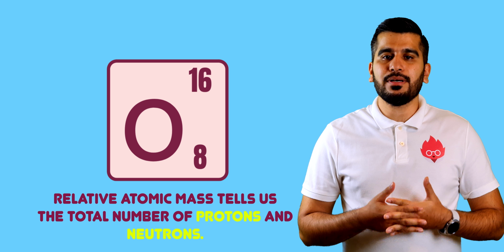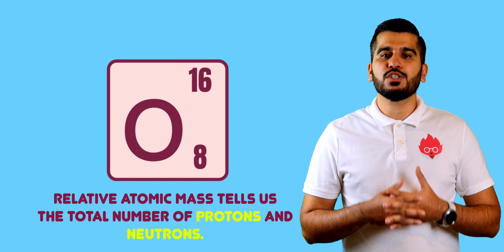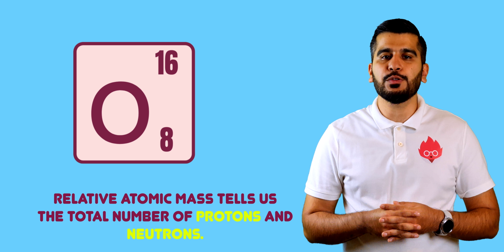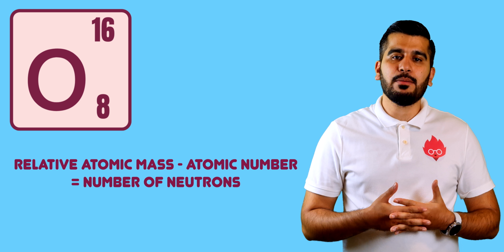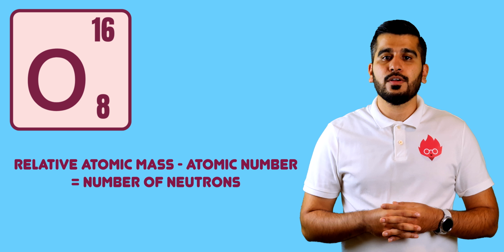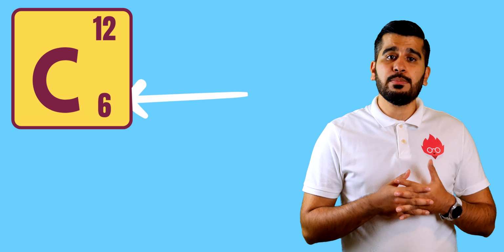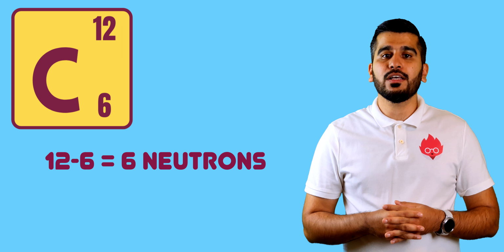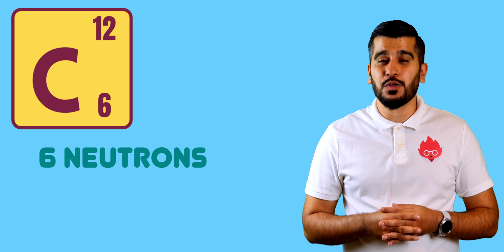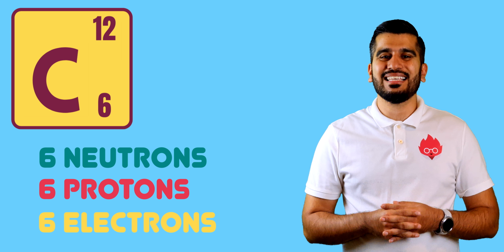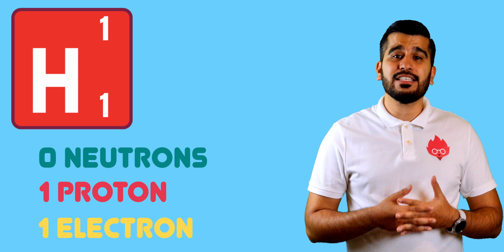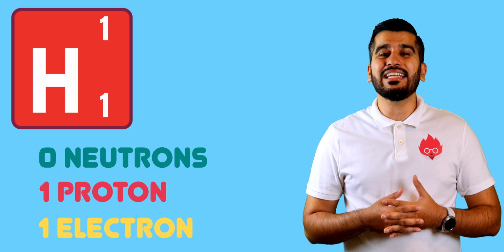The second number is the mass number, which is the total number of protons and neutrons. In order to calculate the number of neutrons in an atom, you can minus the atomic number from the atomic mass. For example, carbon has a mass number of 12 and an atomic number of 6. If we minus 12 by 6, we can conclude that carbon has 6 neutrons, 6 protons, and 6 electrons. Hydrogen is the only atom to not have any neutrons.